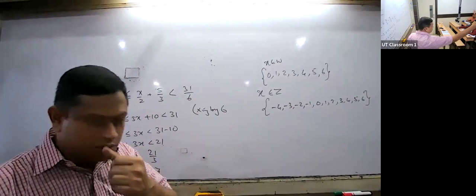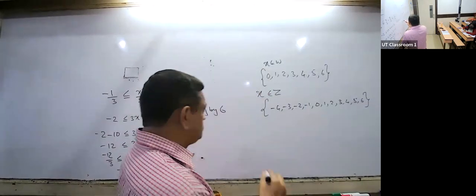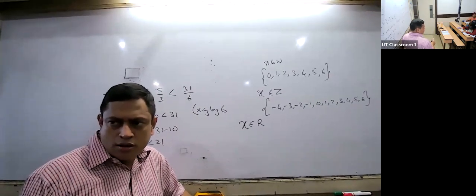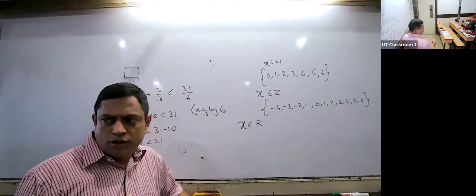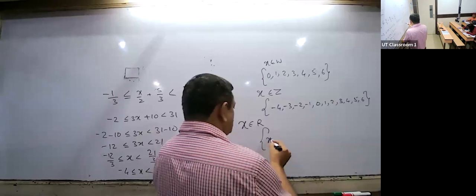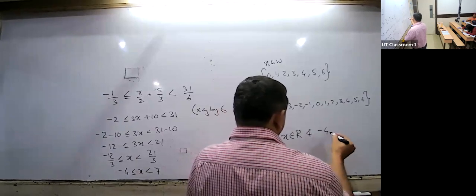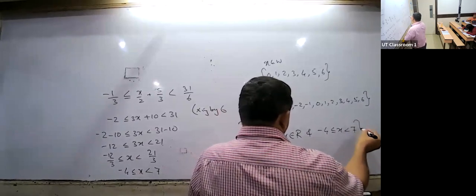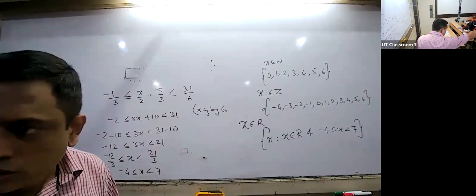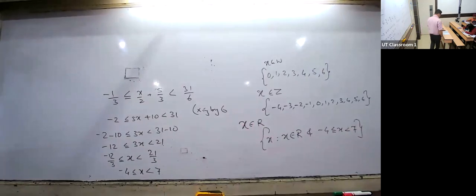So the next one here. x belongs to real, x belongs to R. Solution. Real numbers, can you count that way? Real numbers cannot be counted. So that is set builder form: x such that x belongs to R and x lies in the range minus 4 to 7. Are you following? Doubt? Check the steps, all of you.